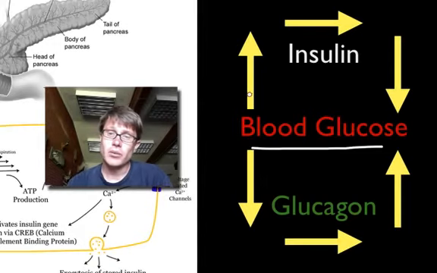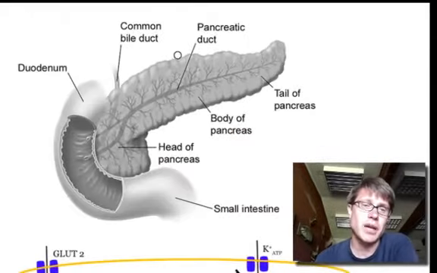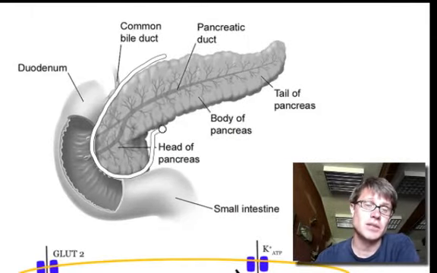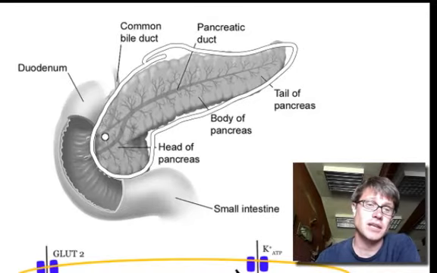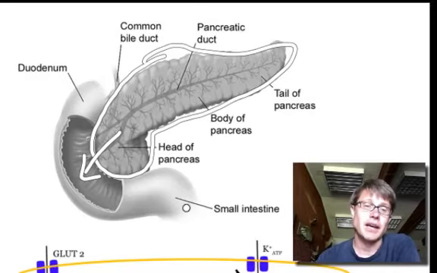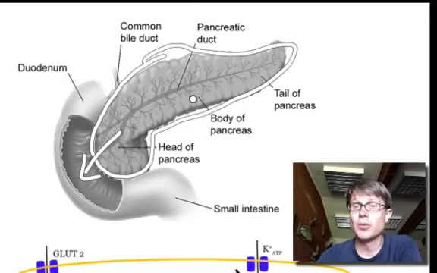And so we use two different hormones, insulin and glucagon, to do that. And so this is your pancreas. Pancreas's major job is to empty digestive enzymes into the small intestine when there's food there, so we can digest and absorb it. But it also has a dual purpose, and one is to regulate the blood glucose level.